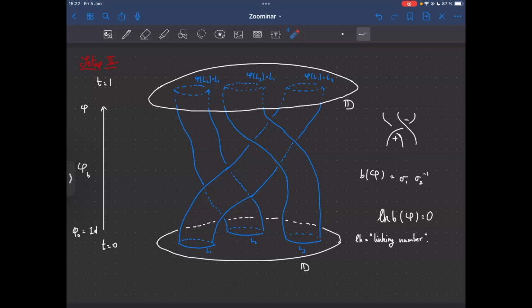So in principle, when you have more than 3 strands, the linking number does not determine the braid you have. You can have arbitrarily non-trivial braids with 0 linking.